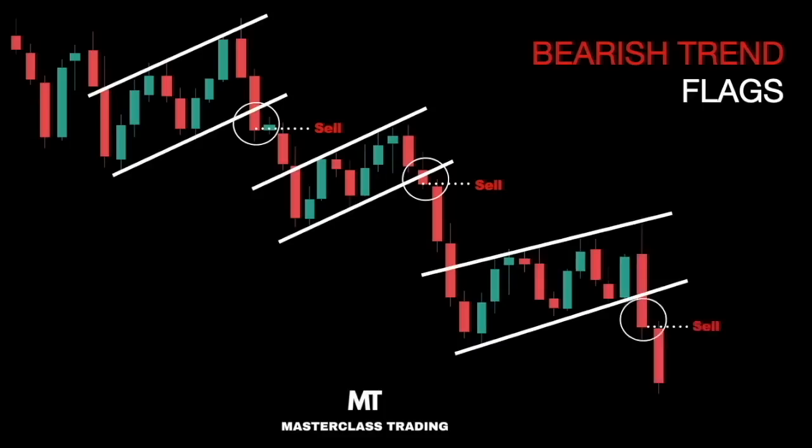To calculate the target of the trade, you simply need to calculate the distance of the bearish push, before the formation of the flag, and double it after the breakout of the flag pattern.